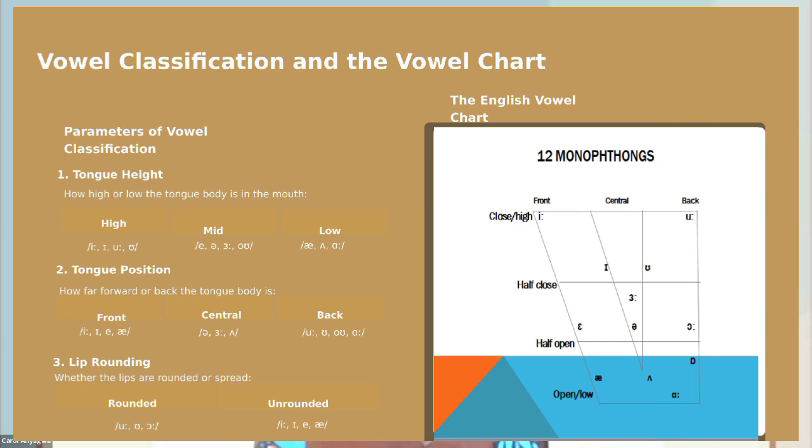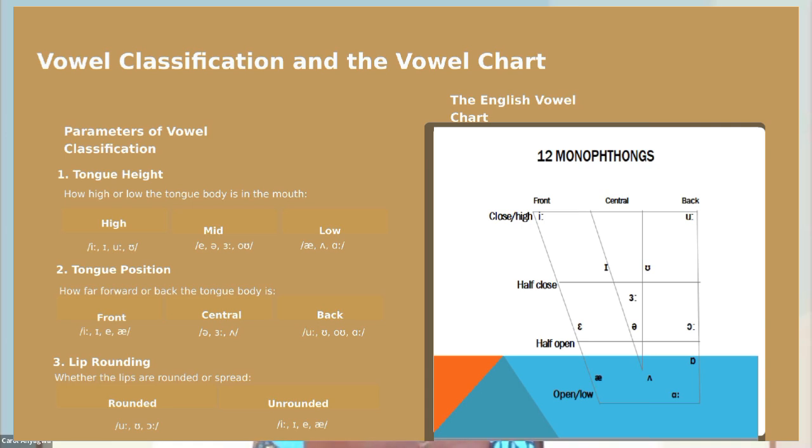For instance, when I produce E, and when I say ah, you'll see that my tongue is almost at rest when I say ah, compared to when I say it's midway between the two.